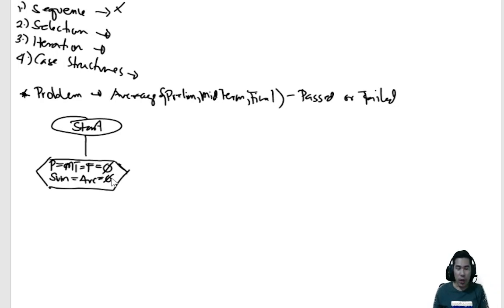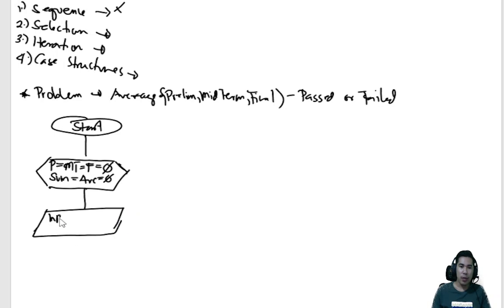You have an option to not include the sum. You can calculate the average directly, but it would be better if you include the sum. Later on, I'm going to show you how to calculate the average directly from these three. Now that we have the initialization, let's have the input. We're going to ask the user to enter the value for prelim.